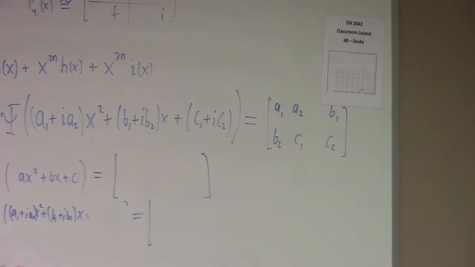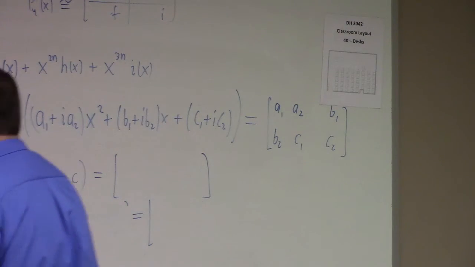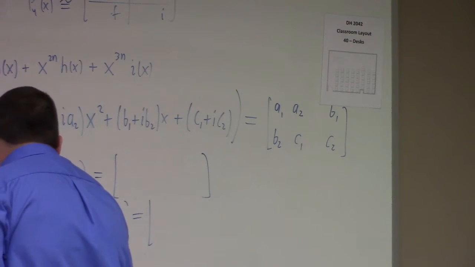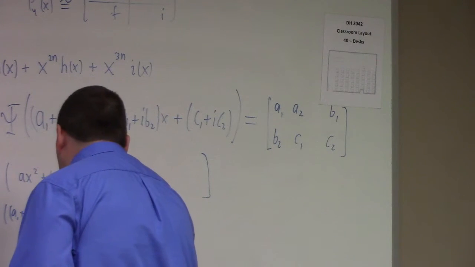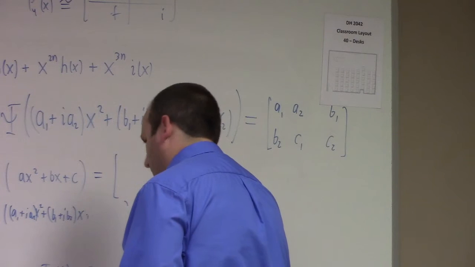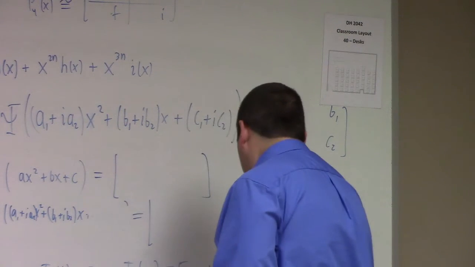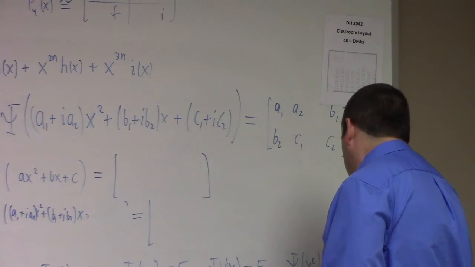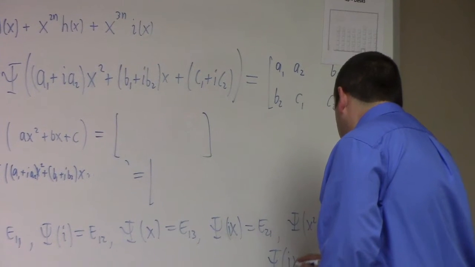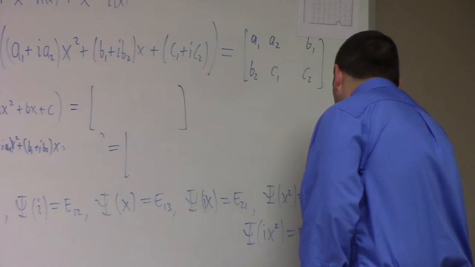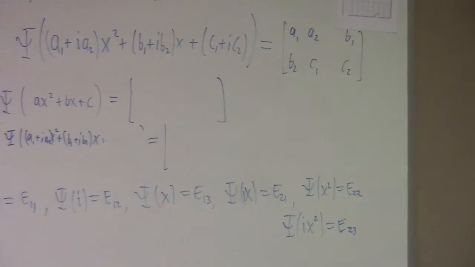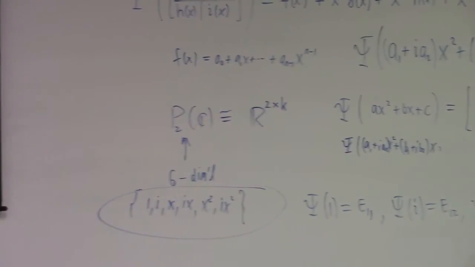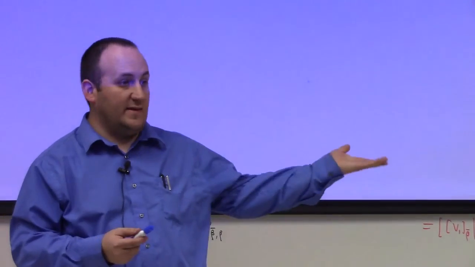Now, maybe a better way to do this would be to say, so that's a basis, right? I can define the isomorphism by psi of 1 is E11, psi of i is E12, psi of x is E13, psi of ix is E21, psi of x squared is E22, and finally psi of ix squared is E23, and then extend linearly. If I extend linearly, it's automatically linear, nothing to prove. And if it's a mapping of a basis to a basis, it's certainly invertible. So that suffices to give an isomorphism. It's the same formula, extended linearly.